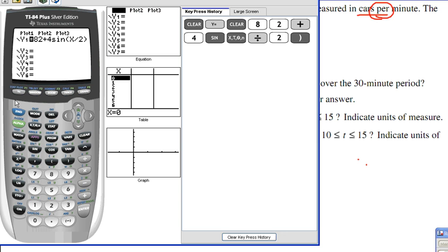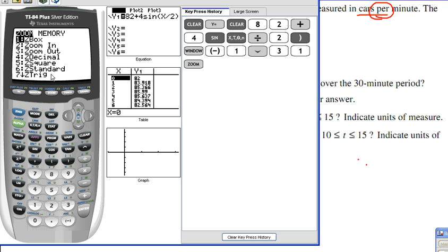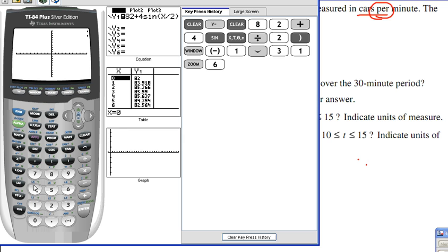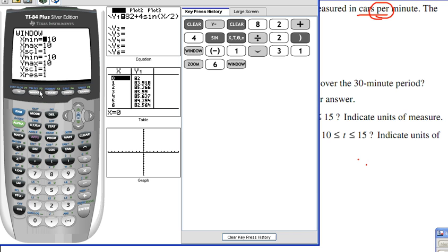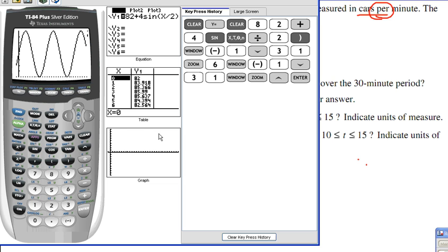Now I'm going to set the window as negative 1, a little bit less than that, and then 31, a little bit more than what we want. And we can always go for zoom standard here, number 6. Oh, what am I doing? Zoom fit, that's what I wanted to do, sorry. Negative 1 to 31 for zoom fit. And we should have a nice curve that goes along this way.